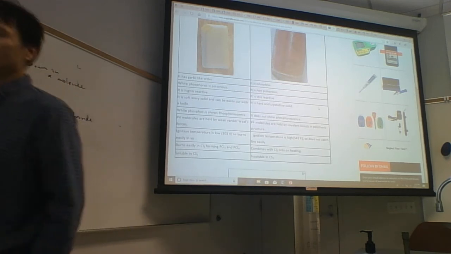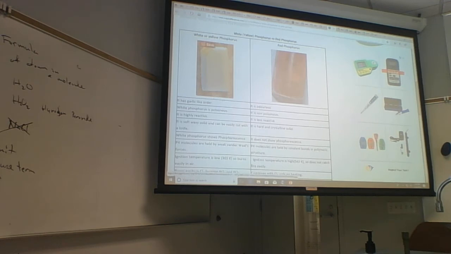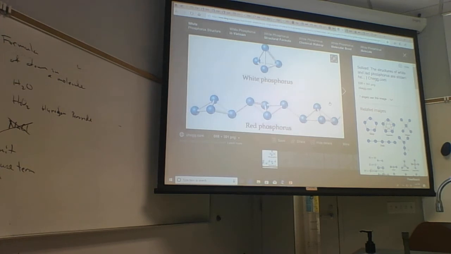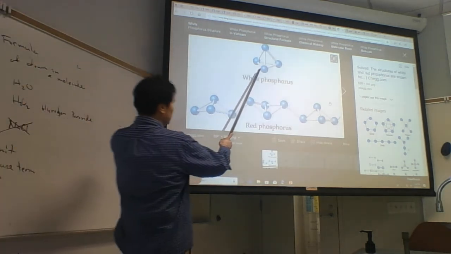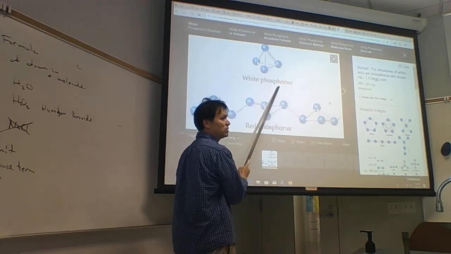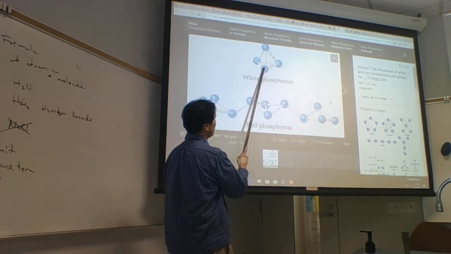Let's take a look at the structural differences between red phosphorus and white phosphorus. When something's soft, waxy, solid, do you expect that to be a lattice like quartz, or do you expect that to be molecular like ice? It's actually molecular. White phosphorus consists of these molecules. What's the formula for this? I'll tell you the empirical formula for white phosphorus is P. What's the molecular formula for white phosphorus? P4. And so white phosphorus is P4.